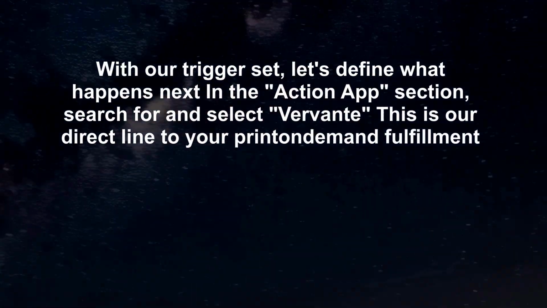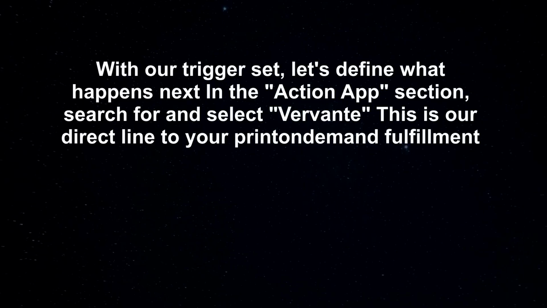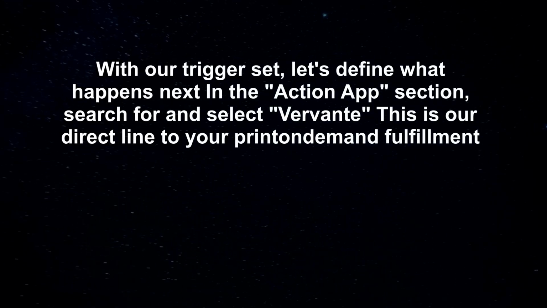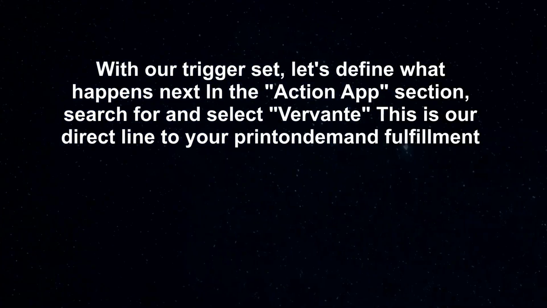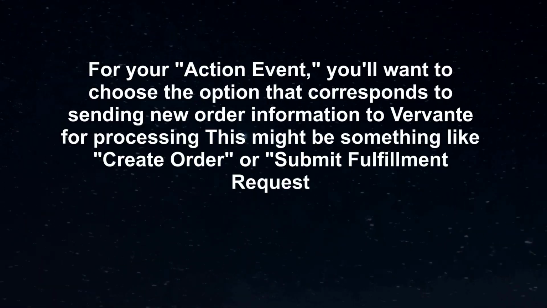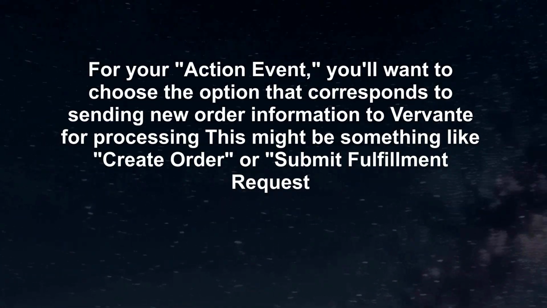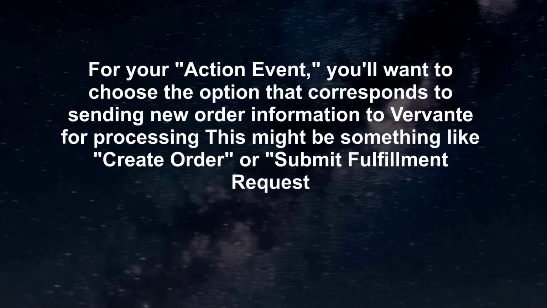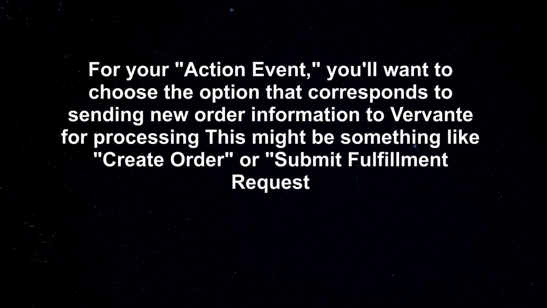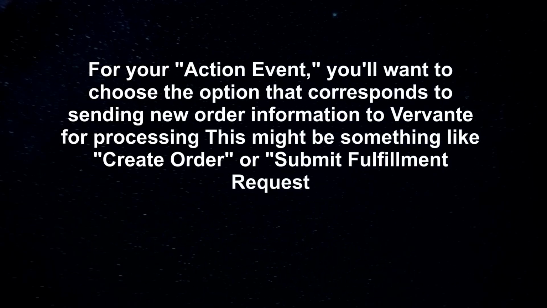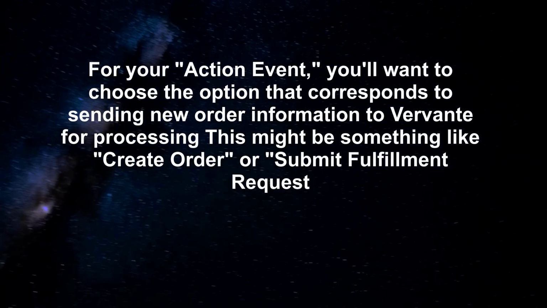With our trigger set, let's define what happens next in the Action App section. Search for and select Vervante. This is our direct line to your print-on-demand fulfillment. For your action event, you'll want to choose the option that corresponds to sending new order information to Vervante. For processing, this might be something like Create Order or Submit Fulfillment Request.